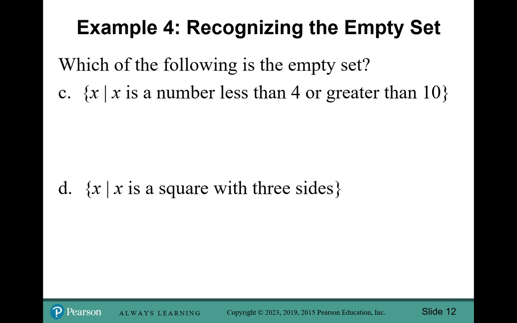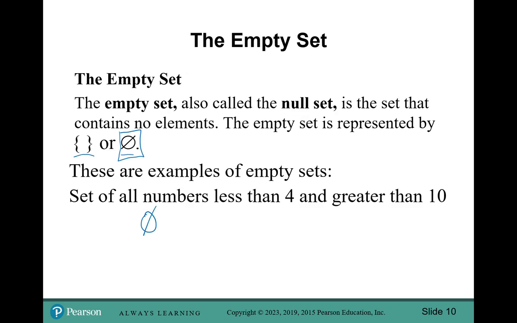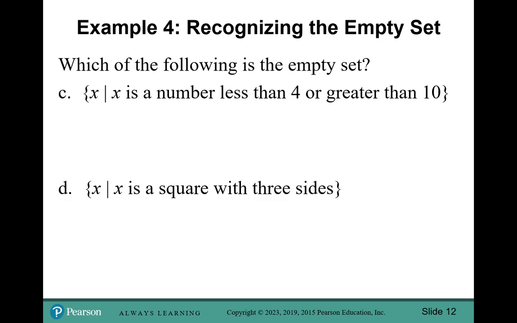Which of the following is the empty set? We're continuing this example. X, such that X is a number less than 4 or greater than 10. Is this the empty set? Now this is really similar to that other example we went through earlier. Let's click back to it. Right there. But in this first example, there's one slight difference. We used the word and. In this example, we're using the word or. That makes all the difference.